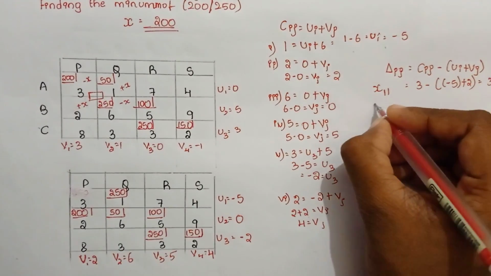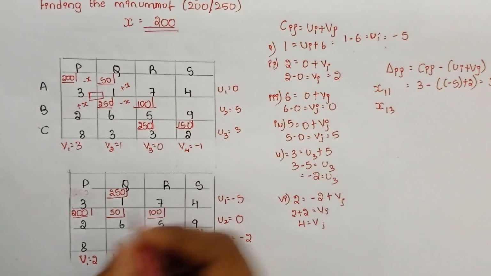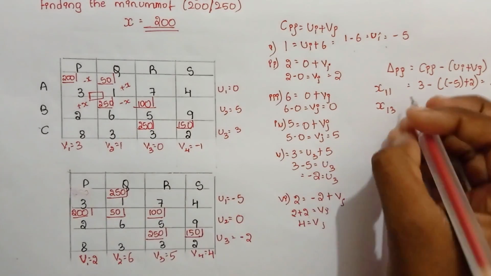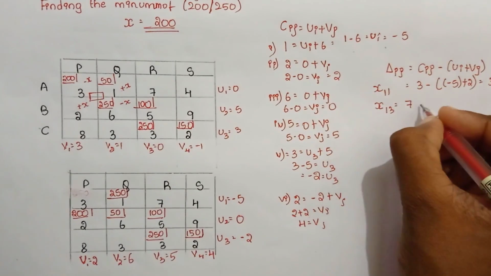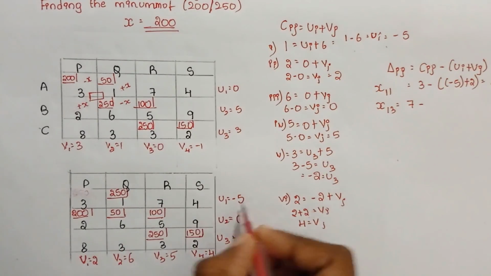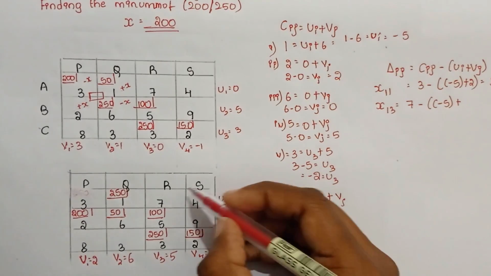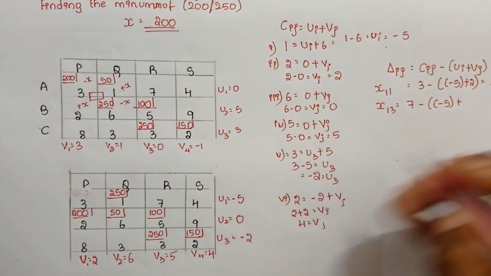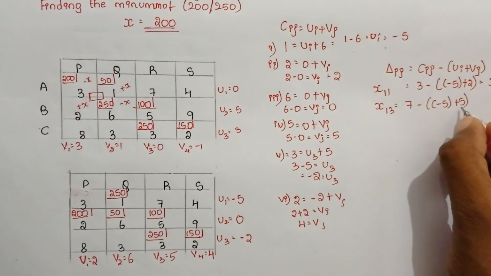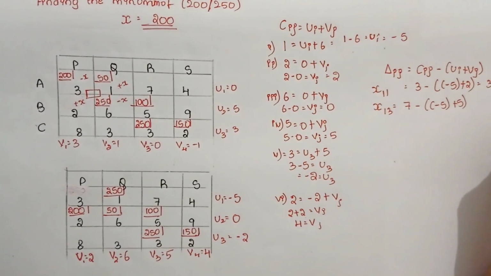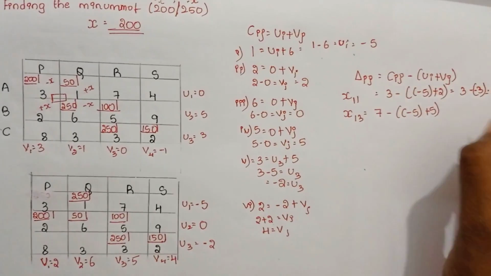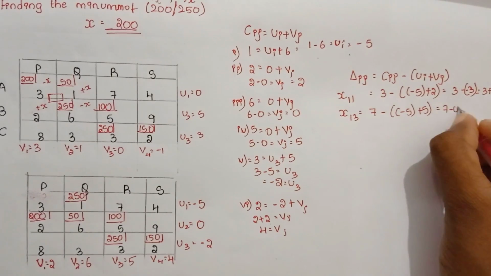So the next unoccupied cell in this row is 7. So it can be represented as x1,3 because it lies in the first row and third column. And the Cij value is 7 and the U value for this is minus 5 plus the V value for 7 is 5. So minus 5 plus 5 will become 0. So 7 minus 0 is 7.